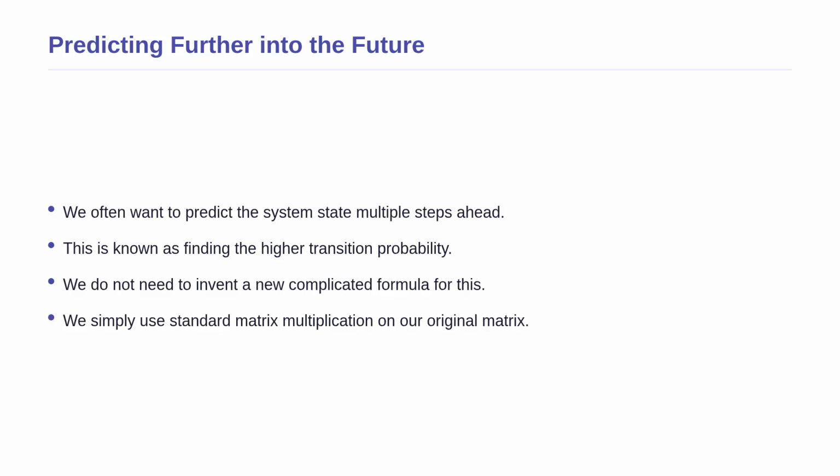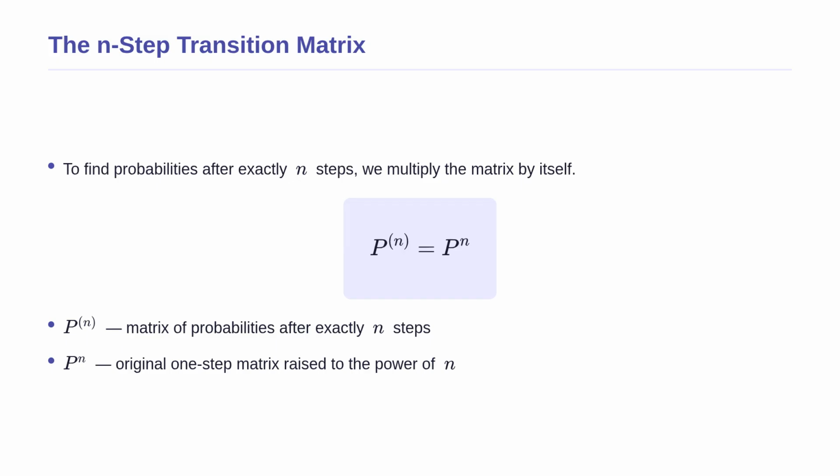So, we have established how to predict one step into the future. But what if we want to predict the weather for the day after tomorrow, or even a week from now? This brings us to higher transition probabilities. Amazingly, we do not need to invent a complicated new formula to figure this out. The matrix itself already contains all the information we need. We just have to use standard matrix multiplication to unlock it. Let us see the mathematical form of this idea.